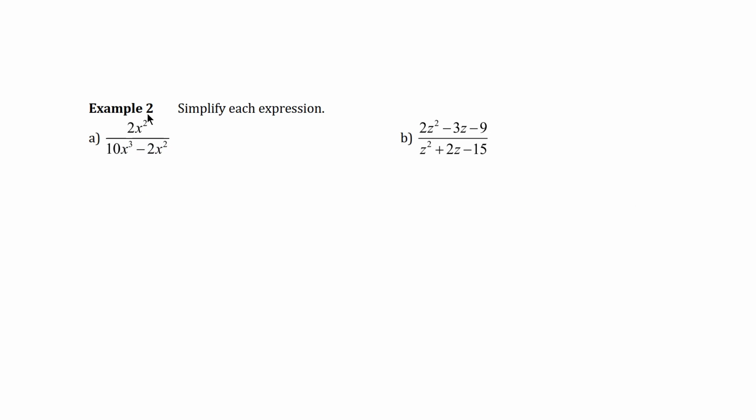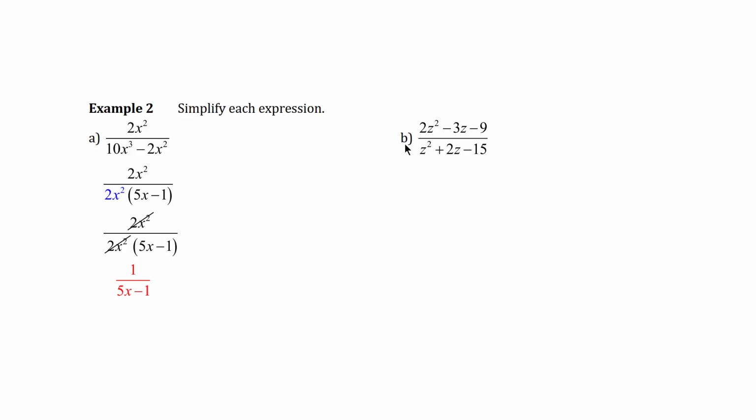For example number 2, simplify each expression. For part A, we have 2x squared divided by 10x cubed minus 2x squared. To simplify this expression, we can factor out a common factor of 2x squared on the denominator. We get 2x squared divided by 2x squared times the parentheses 5x minus 1. From here, we could cancel out the common factor of 2x squared on the numerator and the denominator. The result is 1 divided by 5x minus 1. Now this expression is fully simplified.